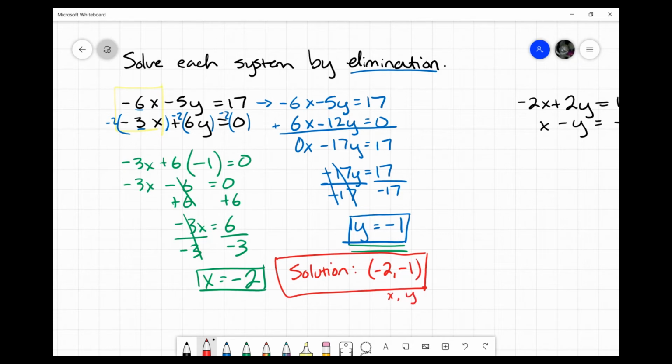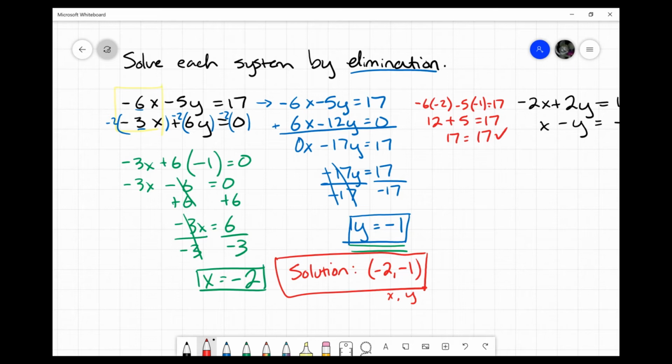If you give the solution as negative 1, negative 2, that is a different point. It doesn't mean the same thing. We're going to plug in negative 2 for x and negative 1 for y. Negative 6 times negative 2 is 12. Negative 5 times negative 1 is a positive 5. So 17 equals 17. That is true. It works for the first equation.